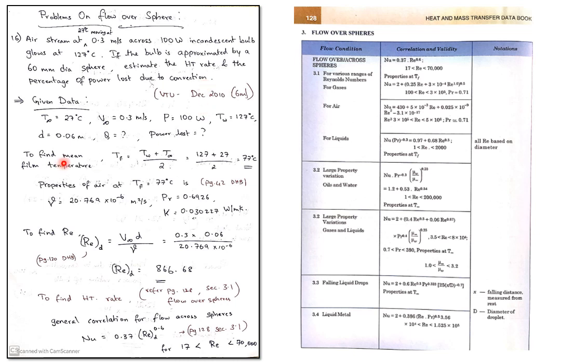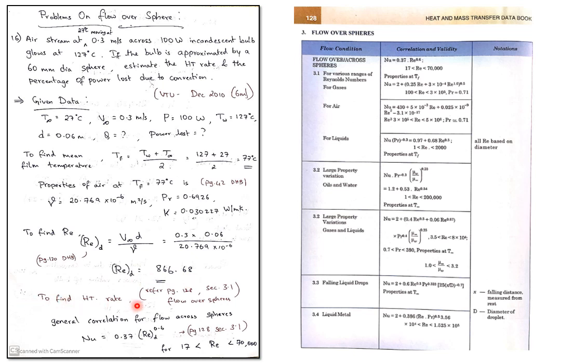Now the very first step is to find the properties of the fluid with respect to the mean film temperature, that is TF. We get the TF as 77 degrees Celsius. From data handbook page number 42, we get the values of flow properties of air. Next step is to find the Reynolds number to decide the flow, V infinity into D by nu. So here we get the value of the Reynolds number.